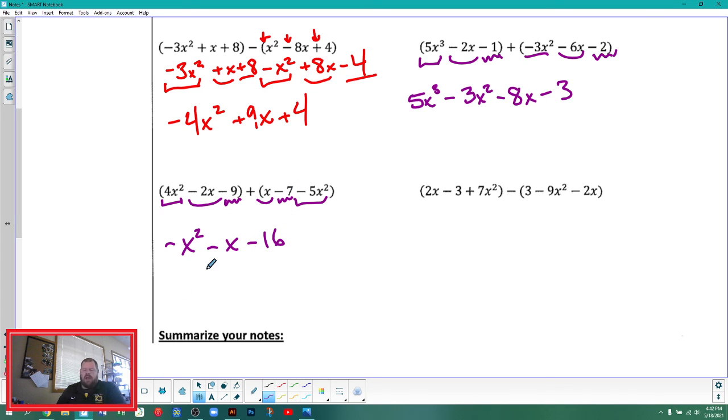So a quadratic trinomial with a leading coefficient of negative 1. Not too bad.